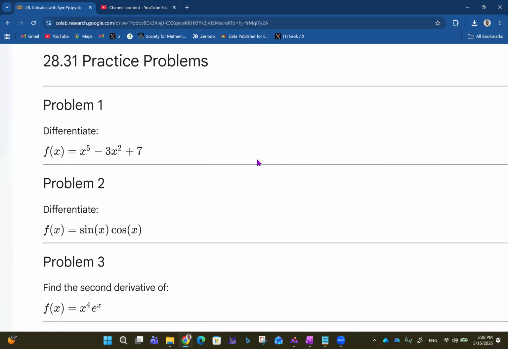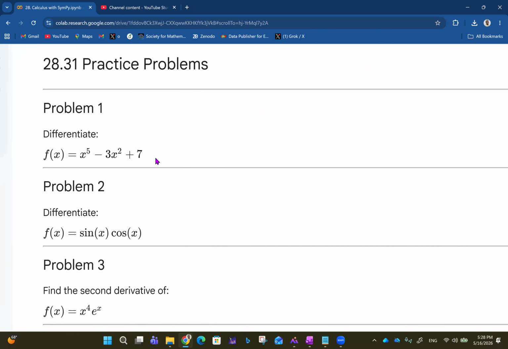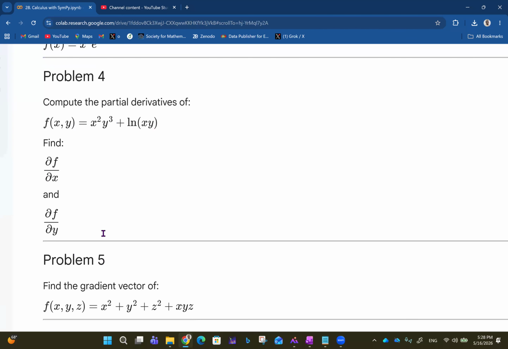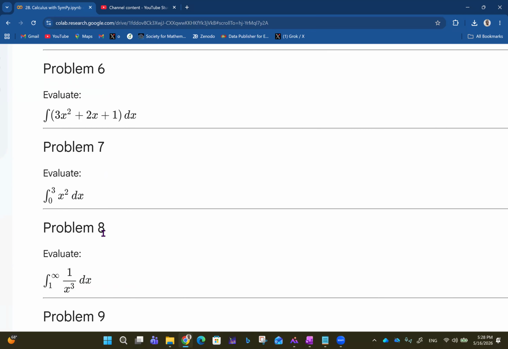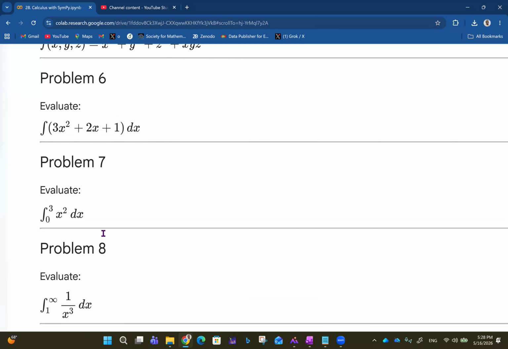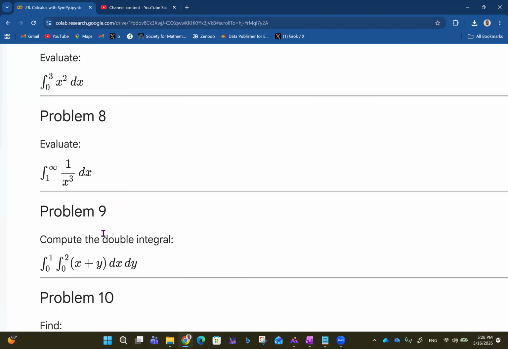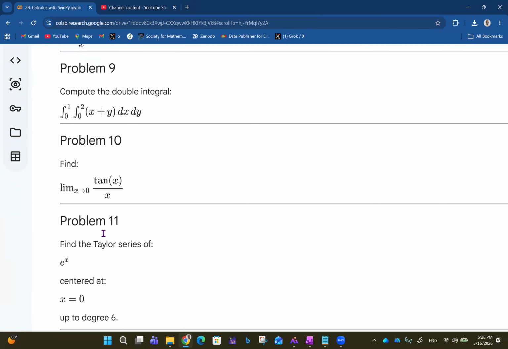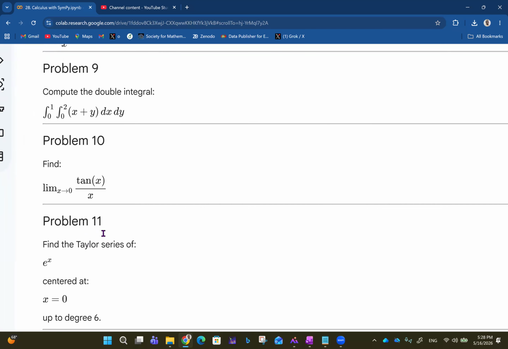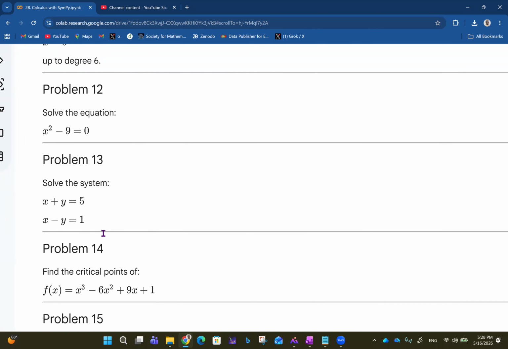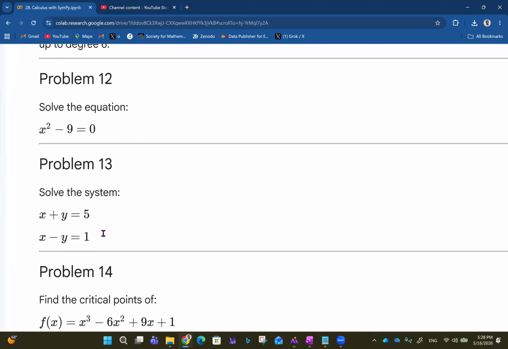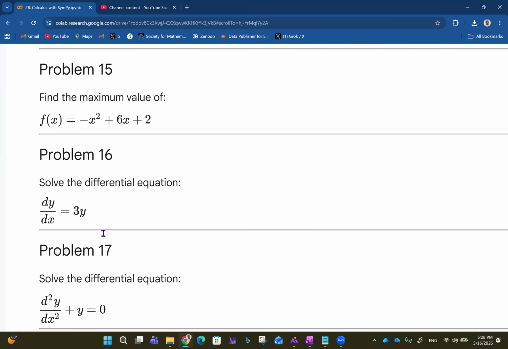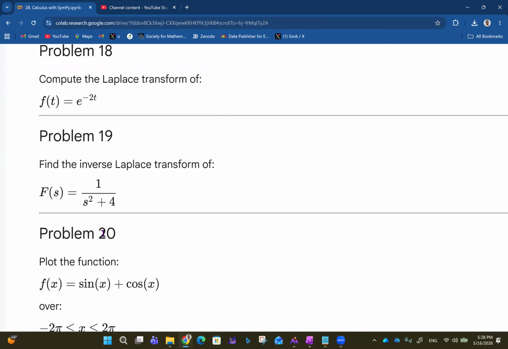So we have practice problems. Now differentiate f of x equals x raised to 5 minus this. I mean, you have 1, 2, 3 here. Then you have 4 and 5. Compute the partial derivatives. Then problem 5, find the gradient vector. You have all of these examples done, so you want to just refer to the code and just modify the codes. Problem 6, 7, 8 here. Then you have 9, 10, and 11. Problems 9, 10, 11: e raised to x up to degree 6. Then problems 12, 13, 14 here. Then 15, 16, and 17, and 18, 19, and 20.